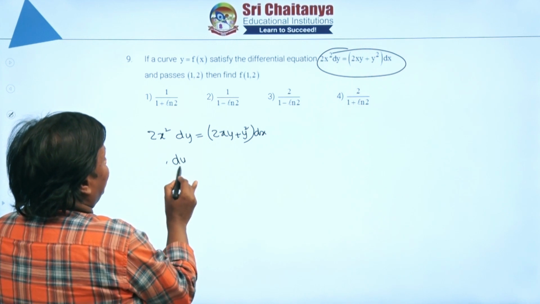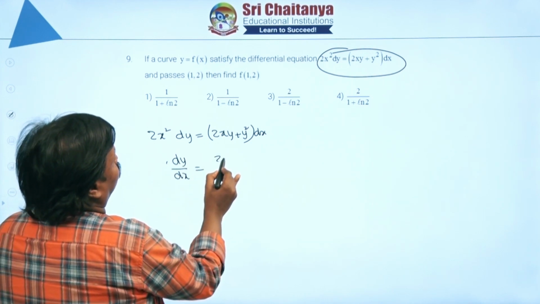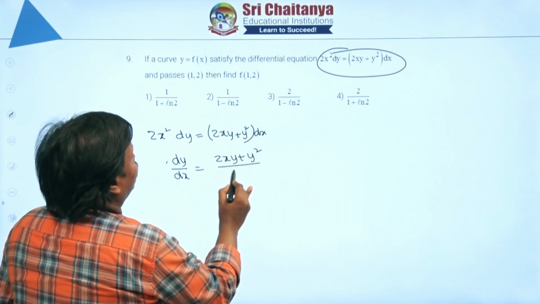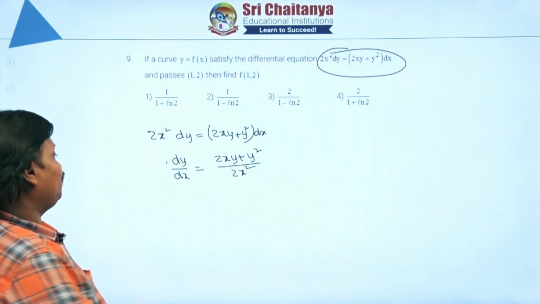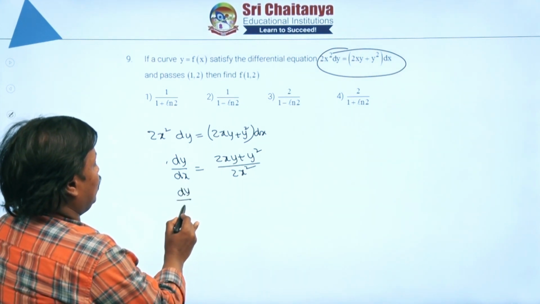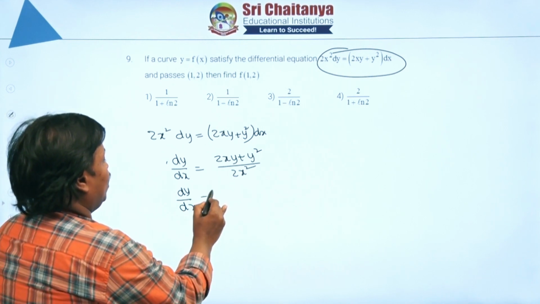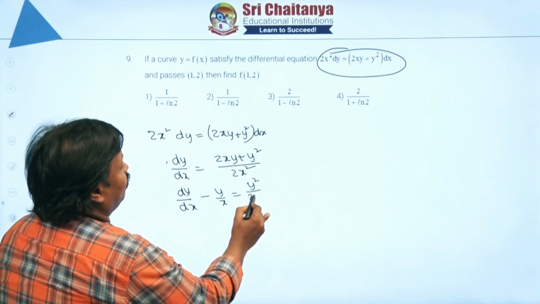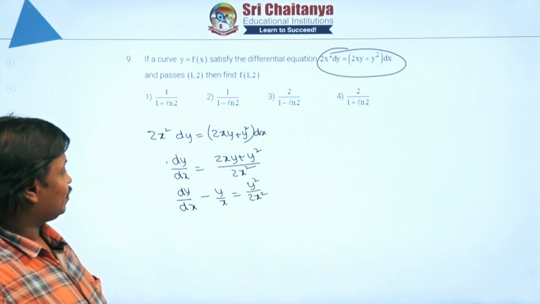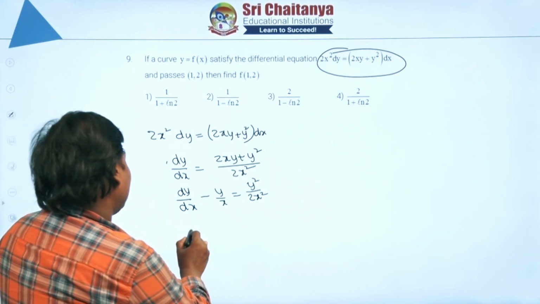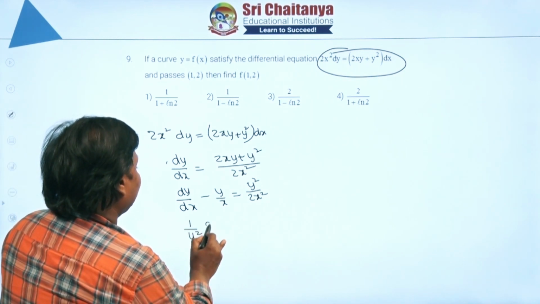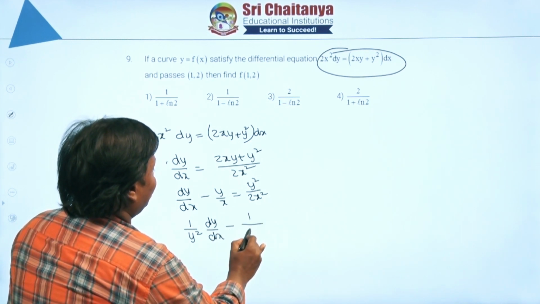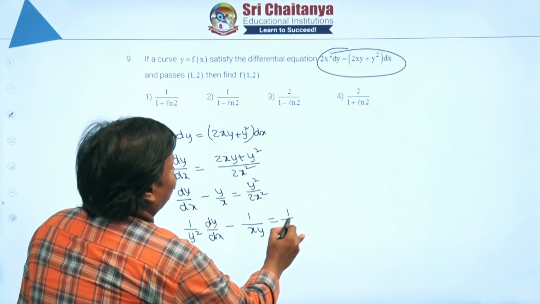So, dy by dx value you can write it as (2xy plus y square) by 2x square. If you simplify this, this will become dy by dx minus y by x equals y square by 2x square. So, if I divide with y square, this will be converted into a linear differential equation. It will become 1 by y square dy by dx minus 1 by xy equals 1 by 2x square.